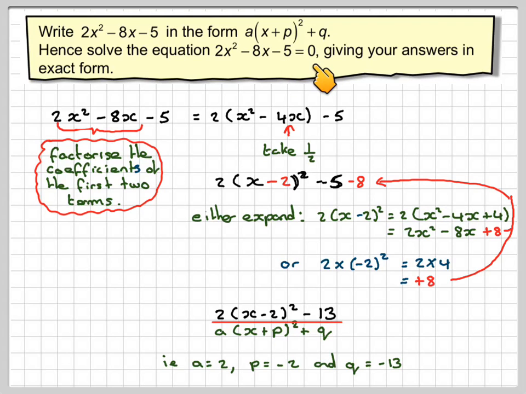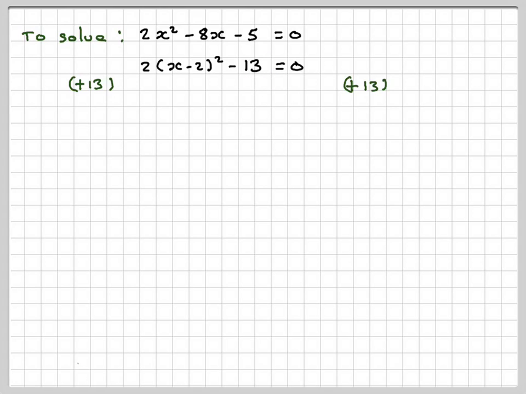We now solve the equation equal to 0. So we had to solve 2x² − 8x − 5 = 0. We have to now use our answer to the first part: 2(x − 2)² − 13 = 0. Right, we're trying to make x on its own, so the opposite of subtracting 13 is to add 13 to both sides. So the left-hand side will become 2(x − 2)² = 13. Now we need to divide by 2, so we're going to have (x − 2)² = 13/2.